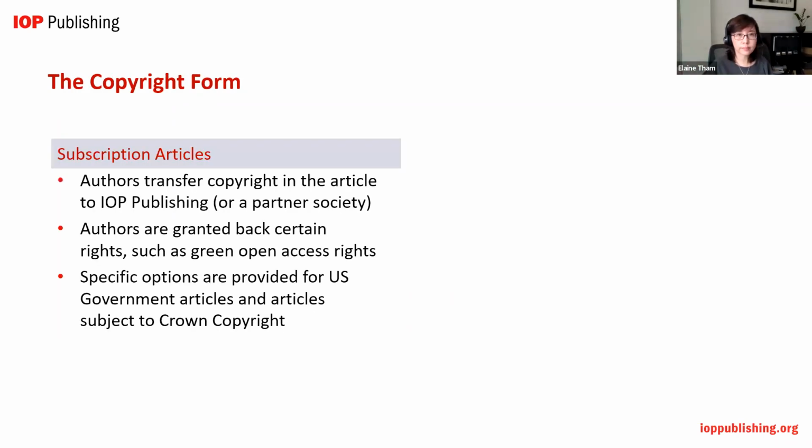Before your article is accepted for publication, you will be asked to complete a copyright form. In general, the copyright form will fall into two categories. If you are publishing in a subscription journal, authors are asked to transfer the copyright to IOP Publishing or to one of our partner societies if they own the journal. Authors are granted back certain rights, such as green open access rights or the reuse rights I mentioned earlier. And there are specific options for US government and articles subject to Crown copyright in the UK.